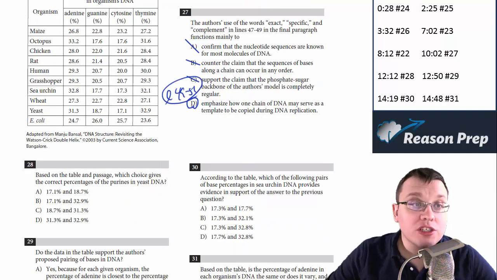All right, now we'll do the questions based on the graph. Based on the table and passage, which choice gives the correct percentages of purines in yeast DNA?